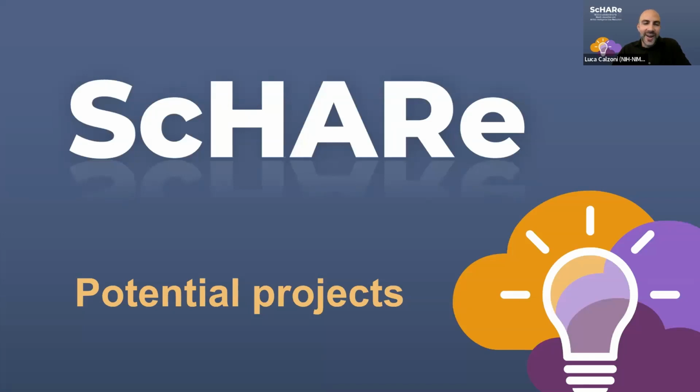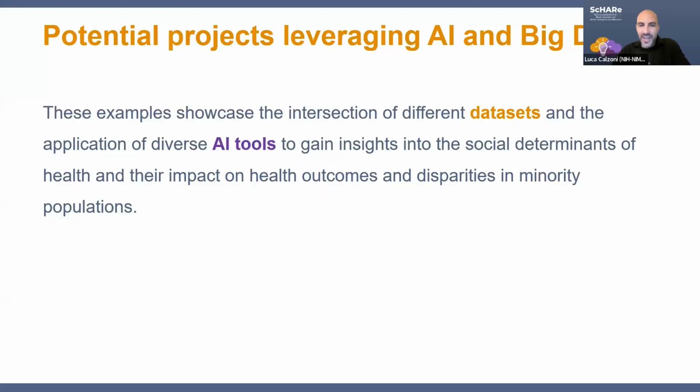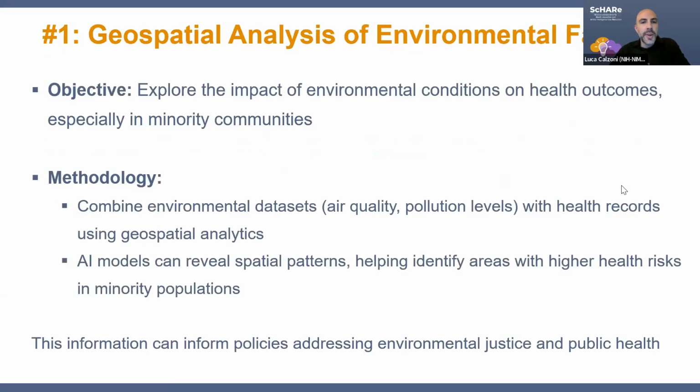I would like now to see with you how we can transition from data and tools to actual potential projects. And I'd like to give you some examples of how we can use those AI tools and data sets to actually gain insights into the social determinants of health and their impact on health outcomes and health disparities. So we have prepared like 3 examples of potential studies, and there are so many more. And I would actually like you guys to help me formulate more of these research questions in a moment. I'll ask you about that in a moment.